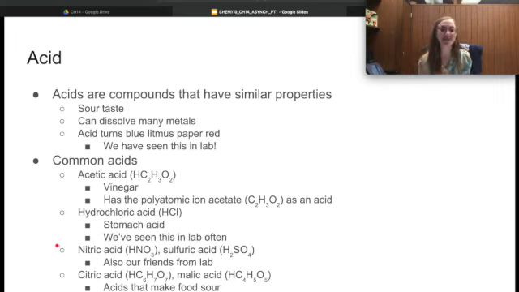Another place where you've experienced some of these properties and characteristics of acids is still in that same Evidence of Chemical Reactions lab.